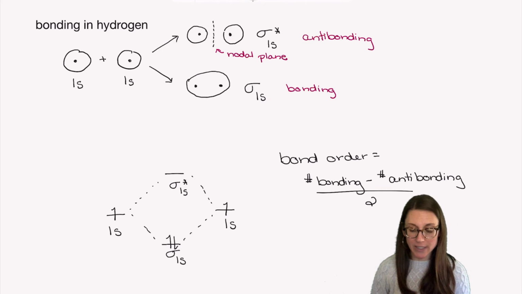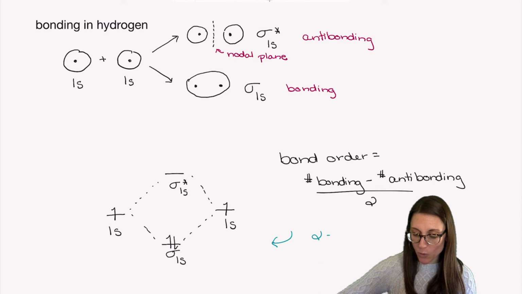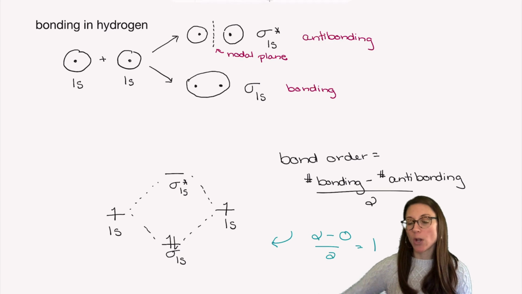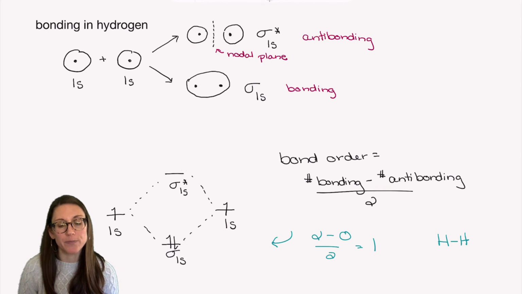And so we can see here for our example over here, I have 2 electrons in a bonding orbital, none in an anti-bonding orbital. And so I have a bond order of 1, or a single bond between my hydrogen atoms, which is what we typically think of when we draw an H2 molecule with that single bond.